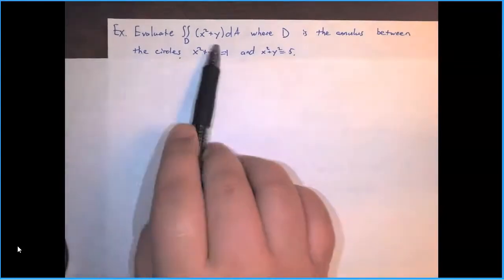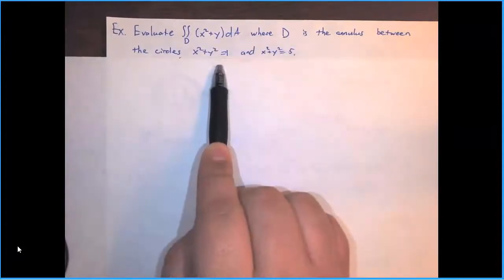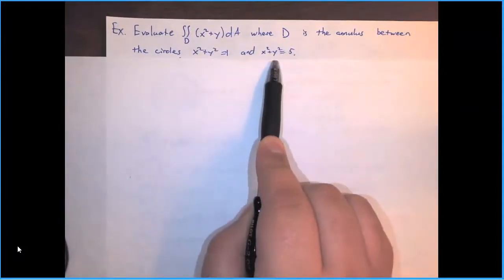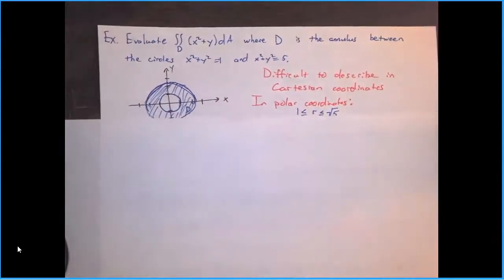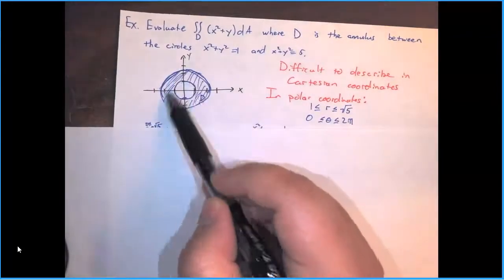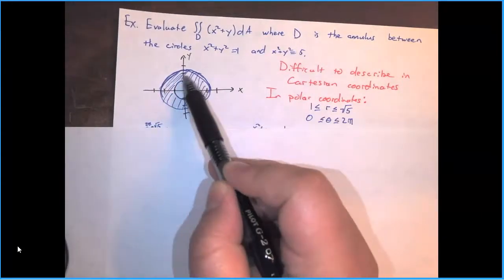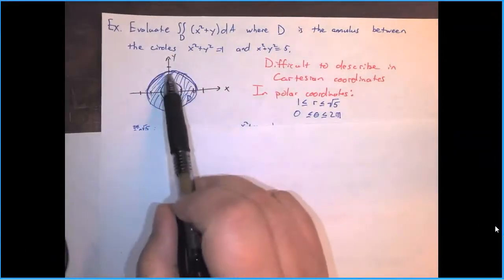Let's say I want to evaluate this integral of x squared plus y, where D is the annulus between the circles x squared plus y squared equals 1 and x squared plus y squared equals 5. So first, let's take a look at this region that I've crudely drawn here. It's just the region between two circles. The inner circle has a radius of 1. The outer circle has a radius of square root of 5.